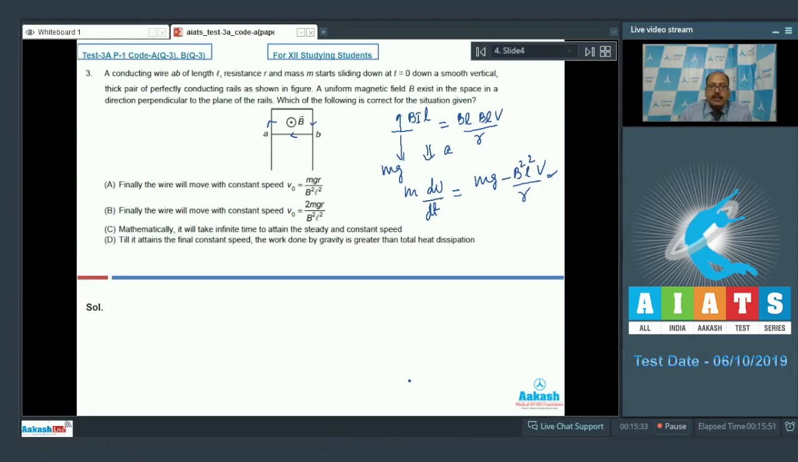Now, as far as the constant speed is concerned, when of course the speed becomes constant, dV by dt term is 0, and the velocity, which we can also call the terminal velocity, which has been called V0 in the options. So V0 will be, when dV by dt is 0, simply equal to mgR upon B square into L square. Now this is matching with option A, so option A is correct and option B is incorrect.